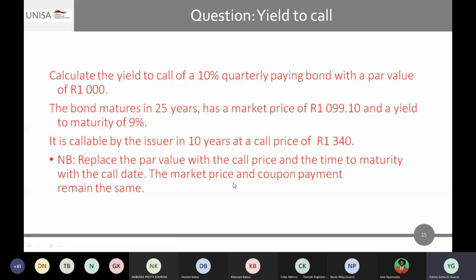Your coupon payment is 10%, paid quarterly. Okay, 10% times by your par value paid quarterly, right? Okay, so quarterly we divide by 4.